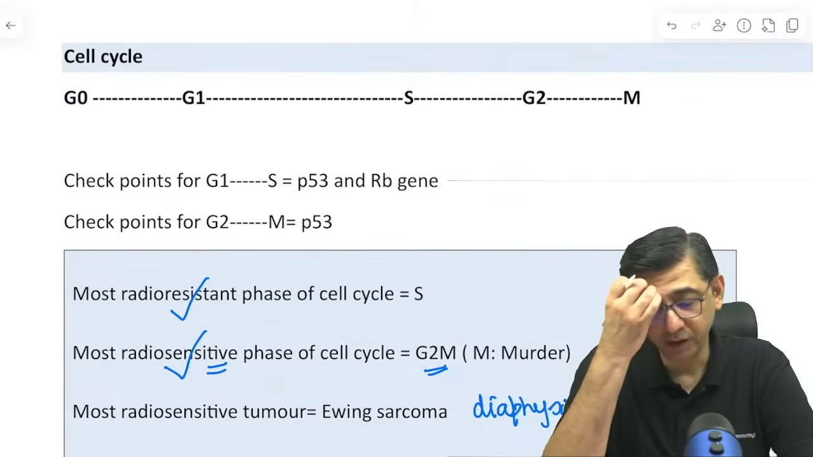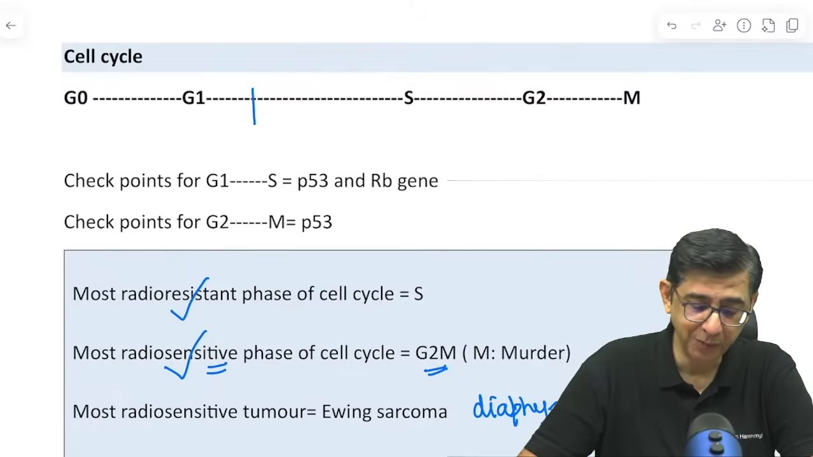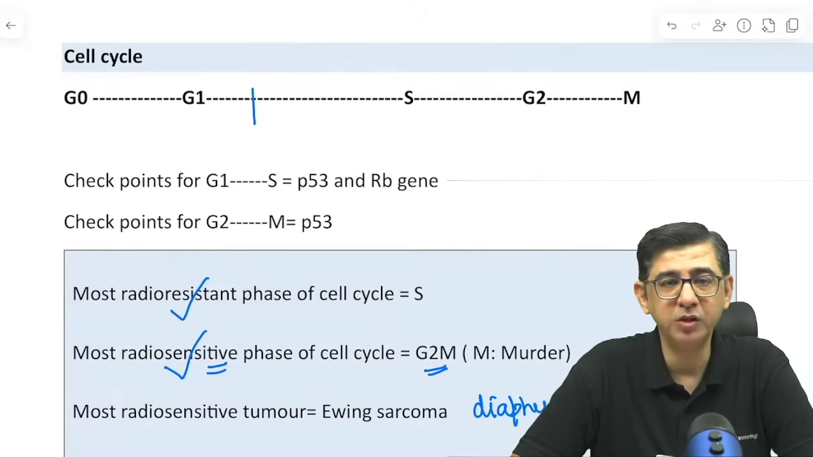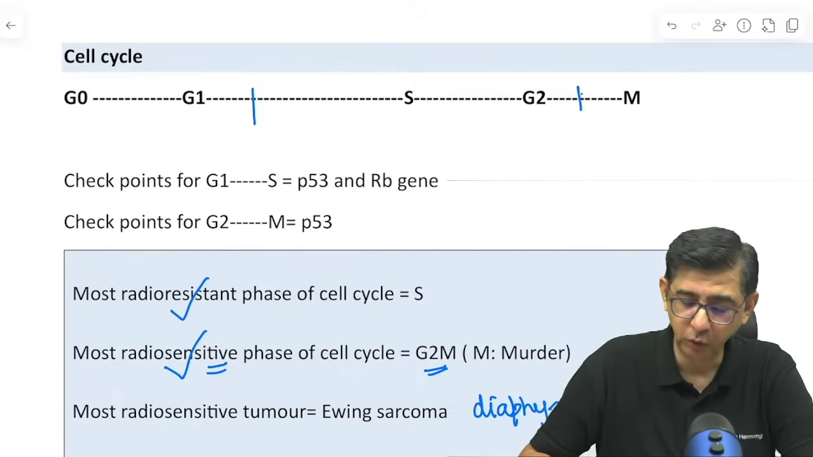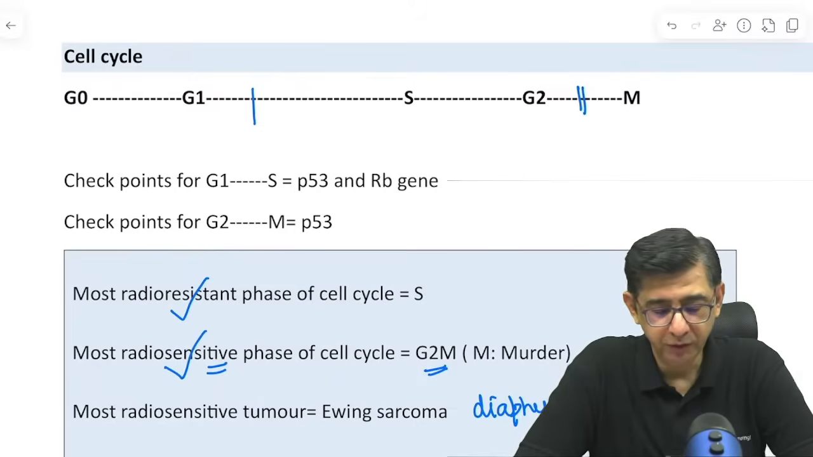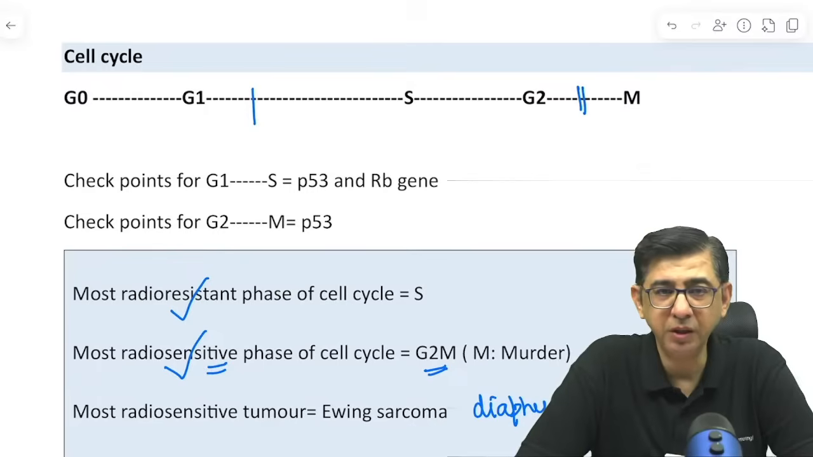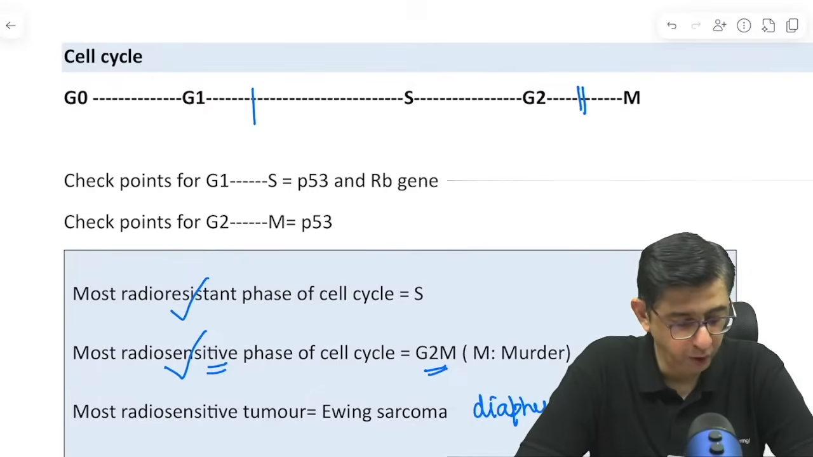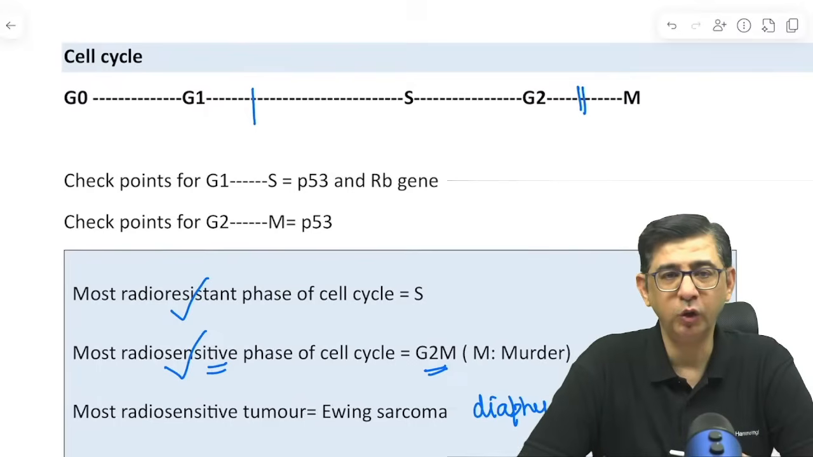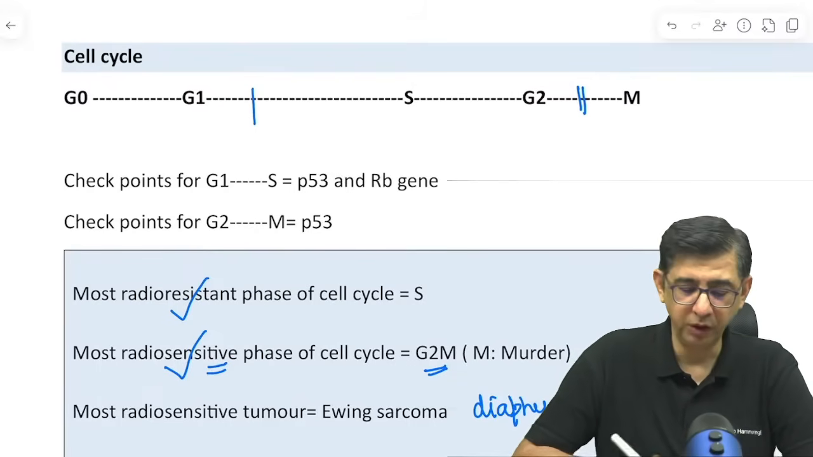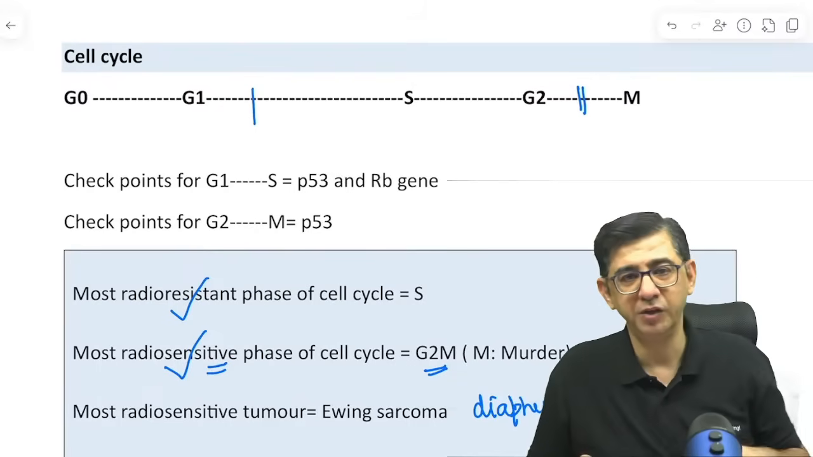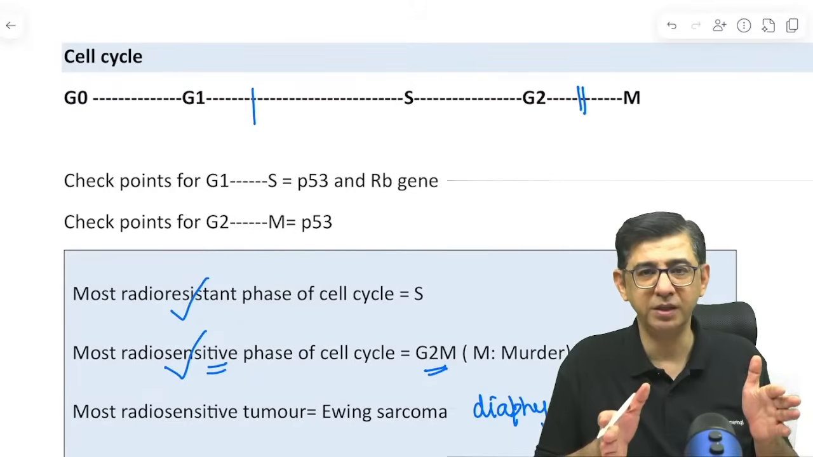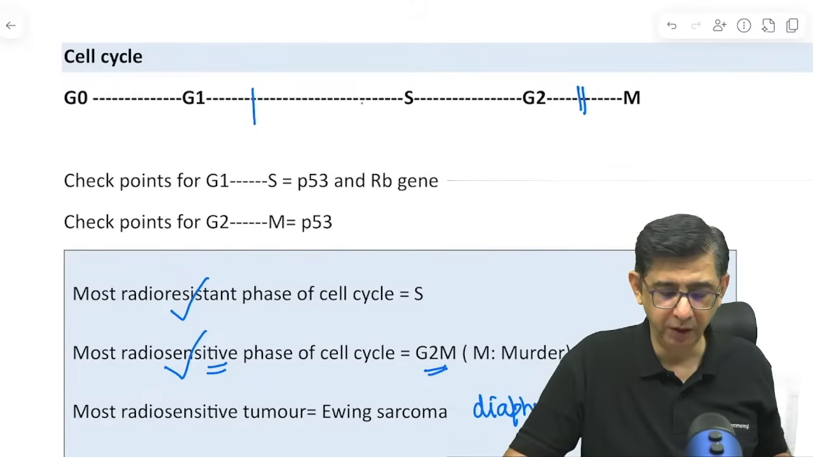Check points for this particular part, that is G1 to S पे check point जो है, and second जो check point होगा वो G2 और M पे है. तो मतलब दो check points की बात कर रहे हैं. So check points for G1 S stage would be P53 and RB gene, and if I do G2M then it is P53, which is called as the guardian of the genome. So P53 तो common ही है. It's just that for this longer phase G1 to S1, that is where the P53 longer distance पे है, तो मतलब दो check point यहाँ पे लगाने की जरूरत पड़ गई.